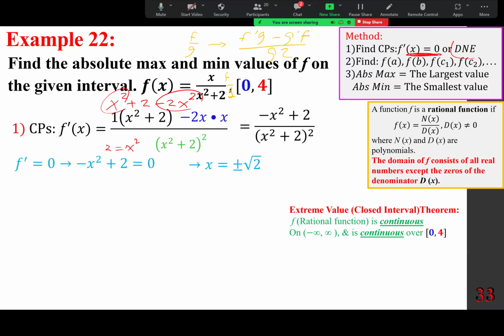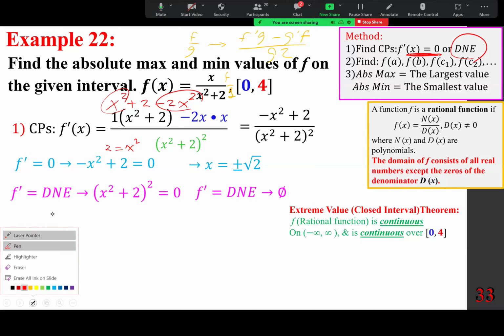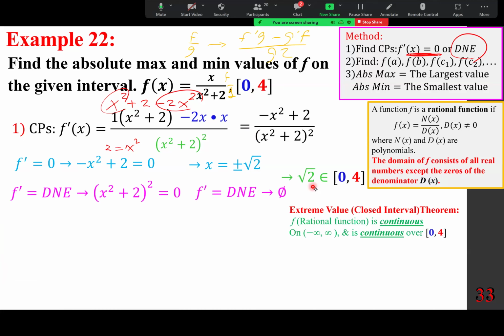Now we're going to look at this part. f prime does not exist when the bottom is 0. The bottom was not equal to 0 when it was x squared plus 2. Now that you raise it to the power of 2 makes no difference, it cannot be 0. It produces no solution. There are two answers, and we should know square root of 2 is about 1.41. Is square root of 2 in between? Yes. Is negative square root of 2 in between? No. There are two answers, only one of them is in between, so square root of 2.